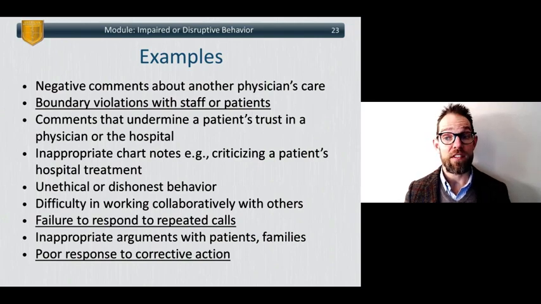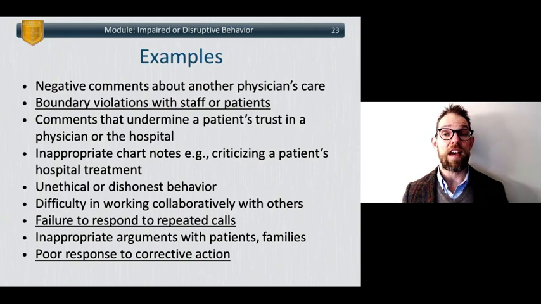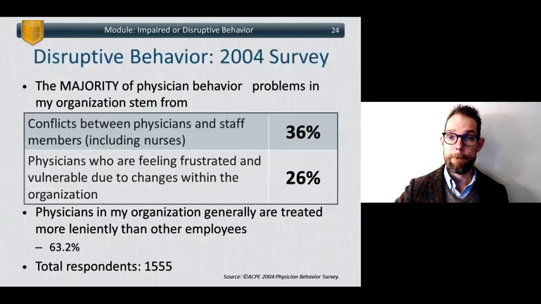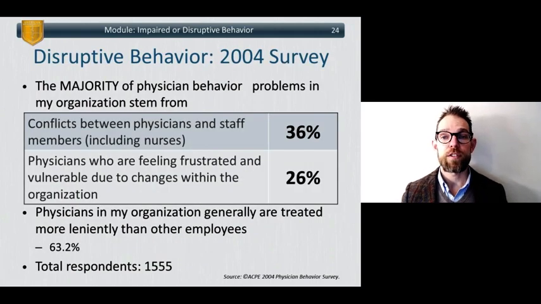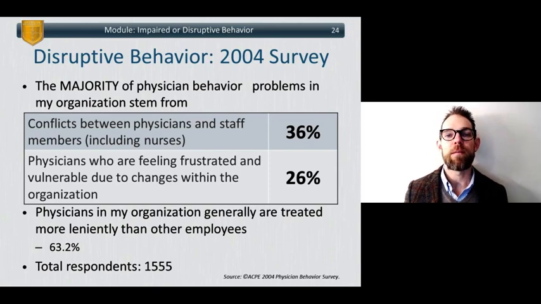inappropriate arguments with patients and families, and of course, after having been given corrective action, the physician is either defensive or has a poor response to it. So in a 2004 survey, the question stem was, majority of physician behavior problems in my organization stem from, and the top two answers were conflicts between physicians and staff members, and physicians who are feeling frustrated and vulnerable due to changes within the organization.